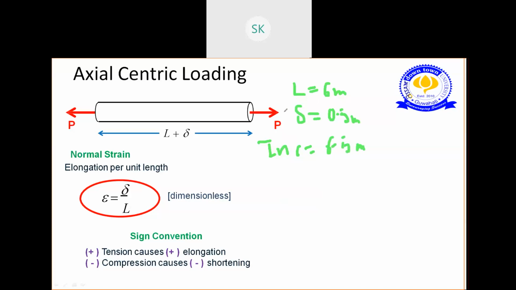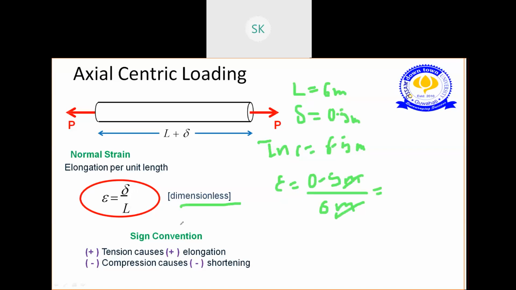Sometimes they will give you the delta value directly. Sometimes they will confuse you and tell you that the original length was 6 meter. Now the increase in length is 6.5 meter. So what is the delta? Delta is nothing but the new length minus the original. If original is 6, the new length is 6.5 meter, so your change in length will be 0.5 meter. So your strain, as per this formula, is the change in length, 0.5 meter, over the original length, 6 meter. Now this meter and meter will cancel out, right? So this will become a dimensionless quantity. So your strain is a dimensionless quantity.